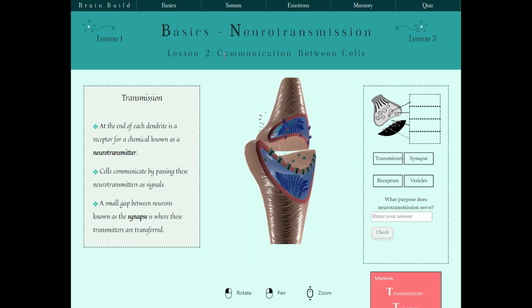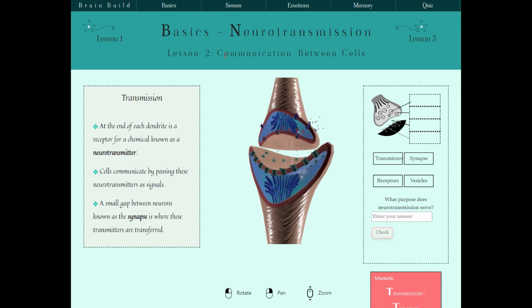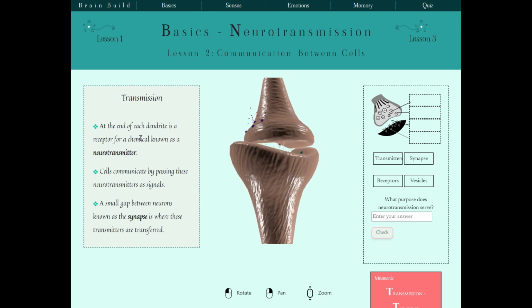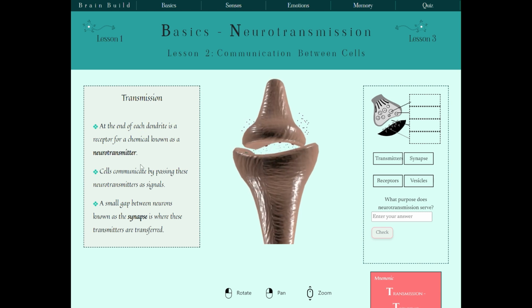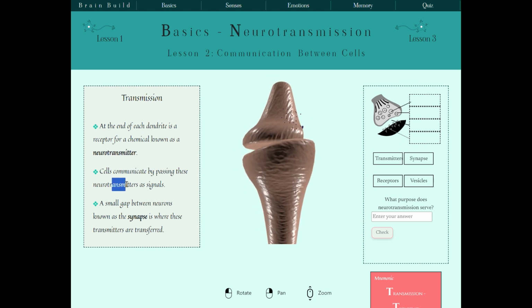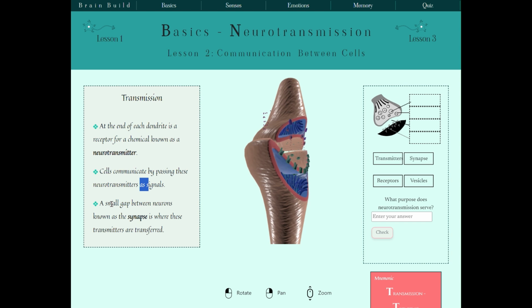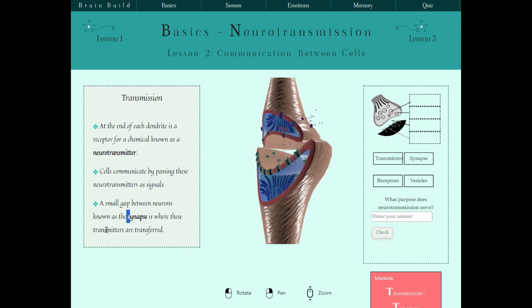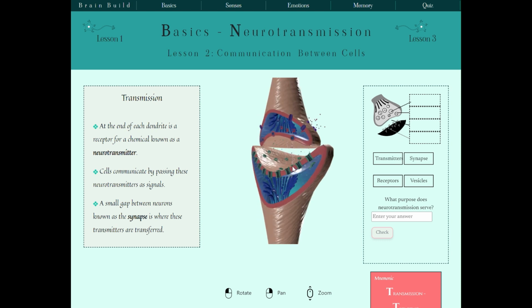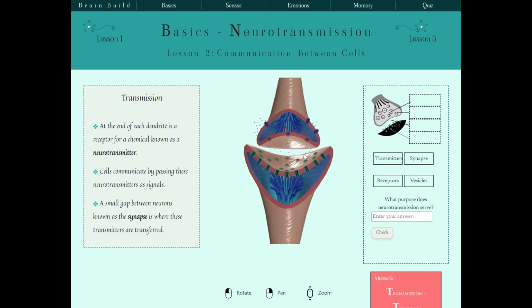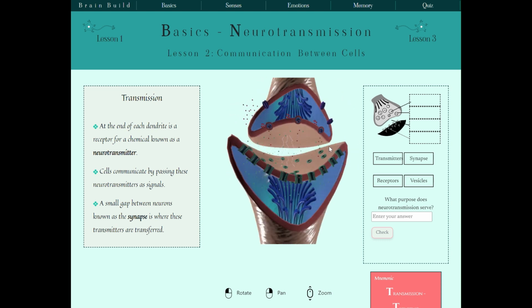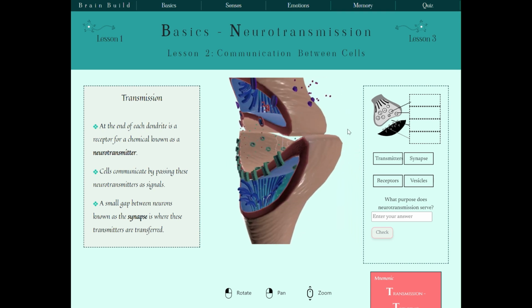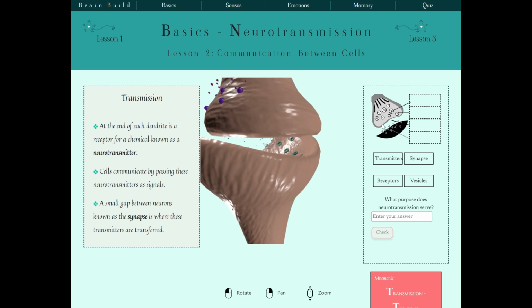Basic neurotransmission. Lesson 2, communication between cells. At the end of each dendrite is a receptor for a chemical known as a neurotransmitter. Cells communicate by passing these neurotransmitters as signals. A small gap between neurons, known as a synapse, is where these transmitters are transferred. We've got a nice looking model here. You can see the little electrical current in it. Little neurotransmitters. And it looks like we've got another puzzle here.